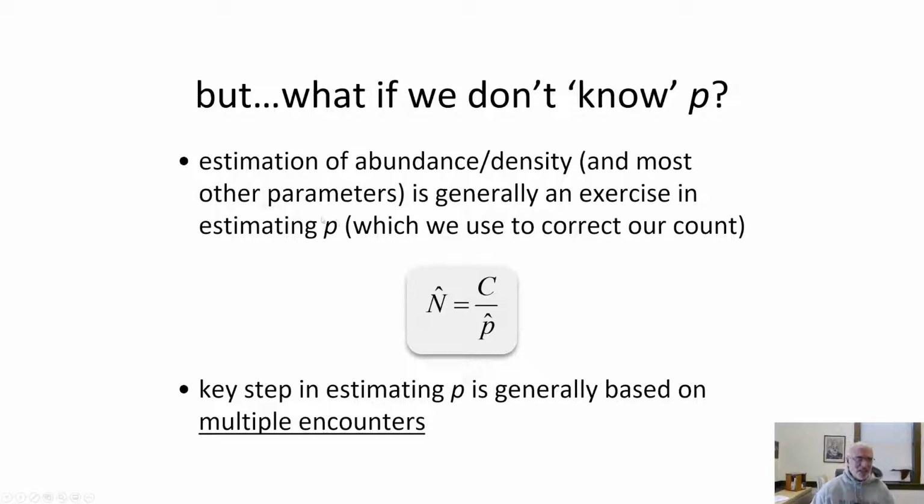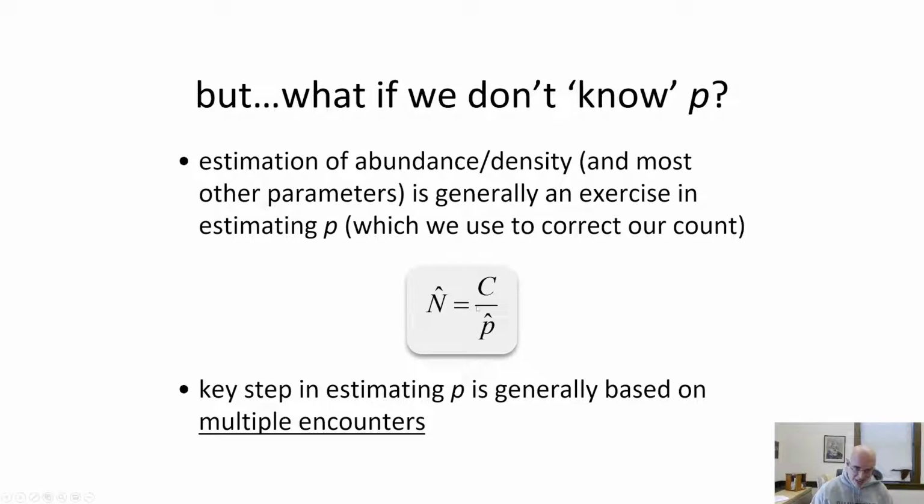And that's essentially what the course is largely about: the estimation of abundance or density. And as it turns out, almost every parameter that we're interested in is generally an exercise in estimating P, which we use to correct the count.